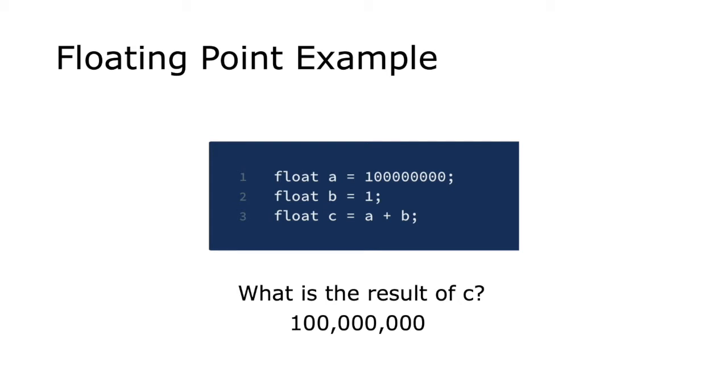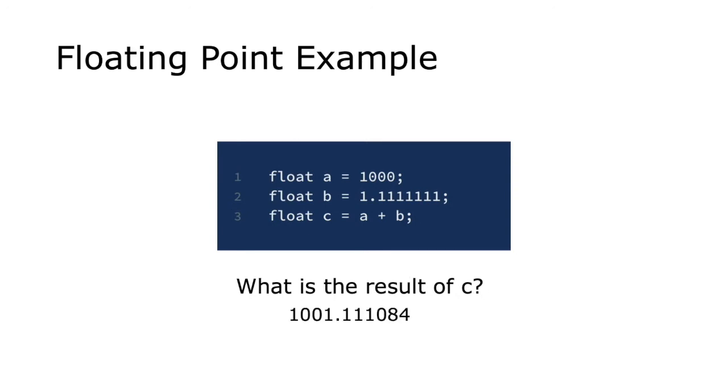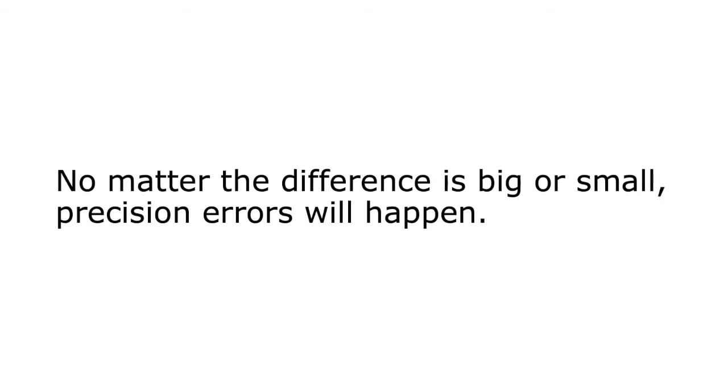In this example, the difference between A and B is so significant that B completely vanishes in the result of the calculation. But precision errors also happen if the difference is smaller, for example. So what is the result of C here? As we can see, the output is smaller than the precise result. No matter whether the difference is big or small, precision errors will happen.